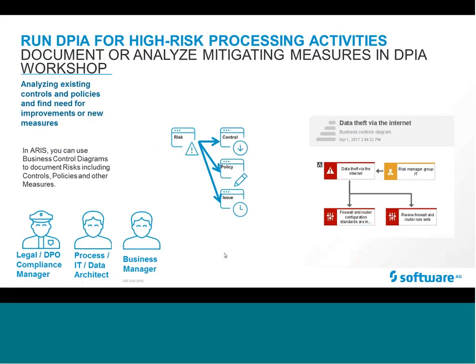Running such a DPIA assessment is done with the ARIS tool itself. That means we would suggest doing that in a workshop together with the business manager, one process or IT architect, and the people from legal to evaluate and document these high-risk marked processing activities. Are there specific controls? Are there policies in place that are used to mitigate the respective risks? If not, we have to raise an issue, and all of this can be done within our tooling of ARIS and ARIS Risk and Compliance Manager.